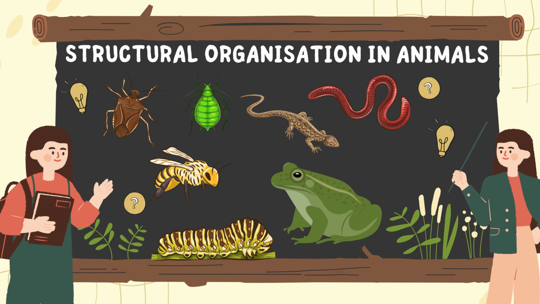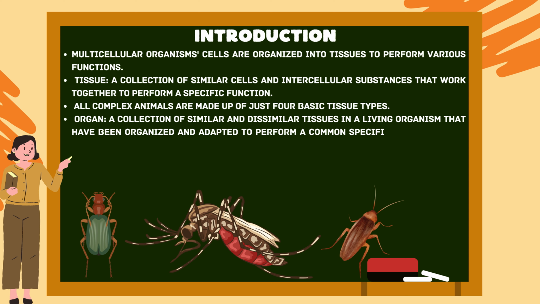Let's start the video starting with introduction. In multicellular organisms, cells are organized into tissues to perform various functions efficiently. Tissue: a group of similar cells and intercellular substances that work together to carry out a specific function. All complex animals are made up of 4 basic types of tissues.